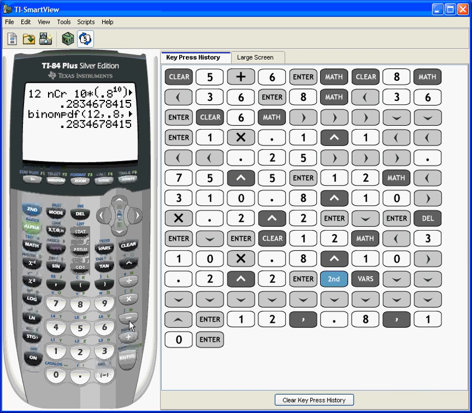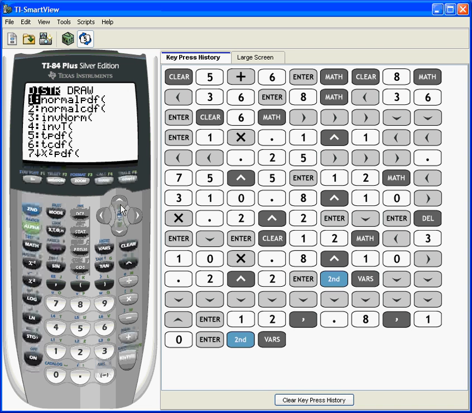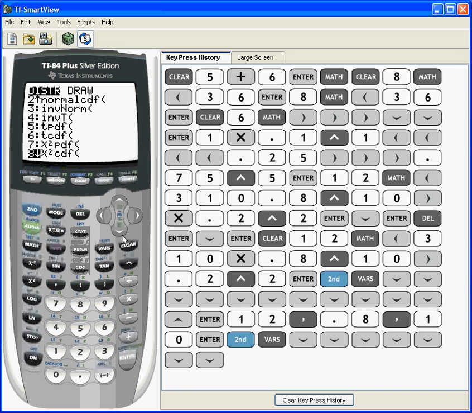The other thing I'd like to show you is when we had to do at least 10 and we were summing up several probabilities, and we did at most 3 and we had to sum up several probabilities. There's a fast way to get those probabilities. If you do your binomial PDF again, so we go second DISTR, which is above your variable button, and arrow down to binomial PDF. We don't want CDF, not just yet.